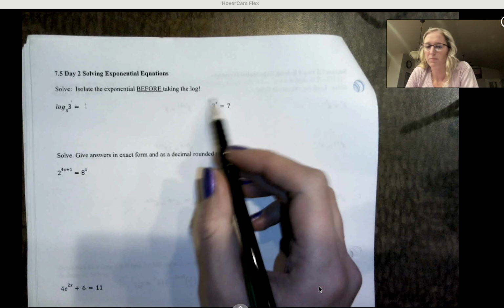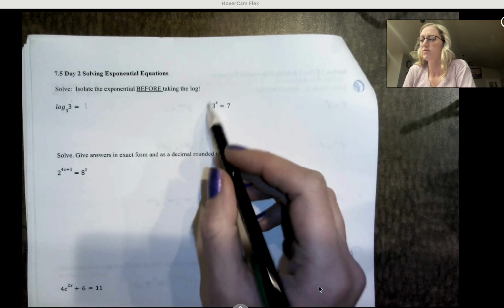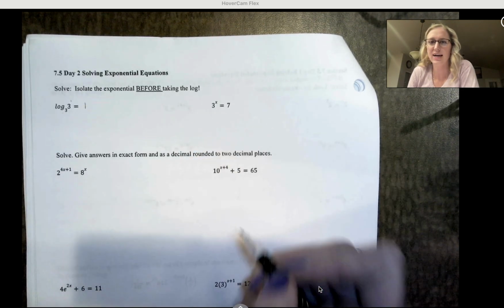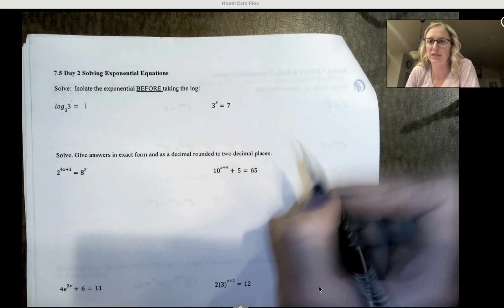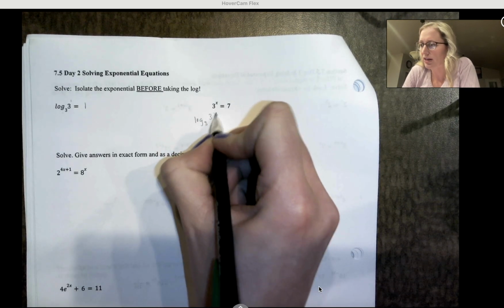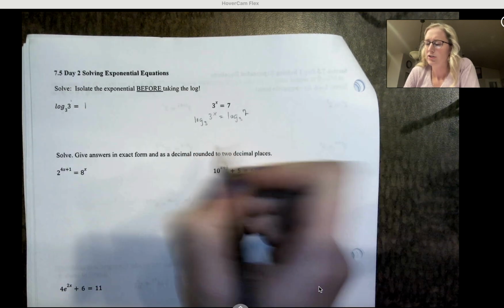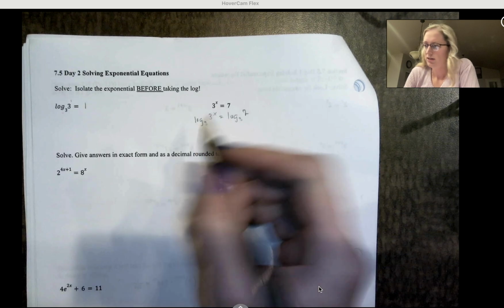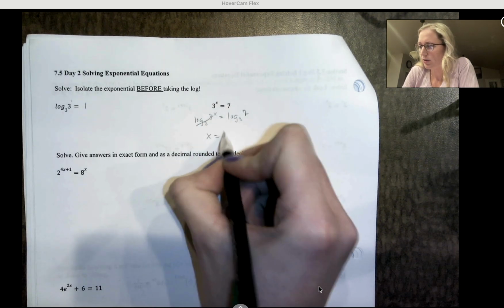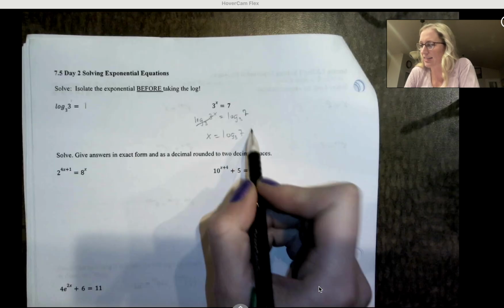Okay, so for example, if I wanted to take the log of this one, the exponential is already by itself. I want to get x by itself, so I want to get rid of this exponential of base 3. So we're going to apply log base 3 to both sides. Okay, so log base 3 of 3 is 1. I'm left with 1x equals log base 3 of 7.